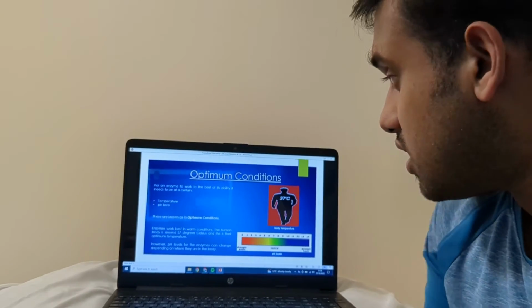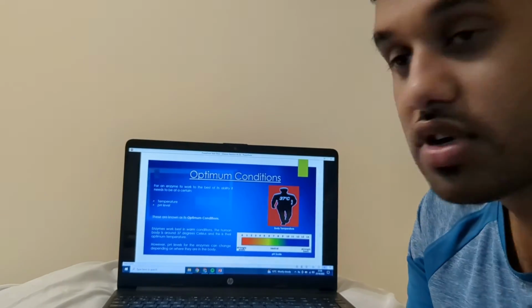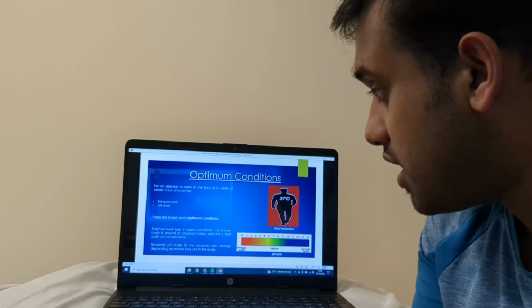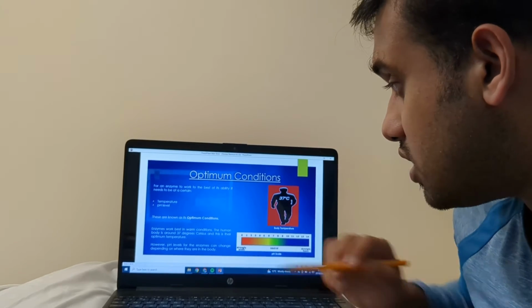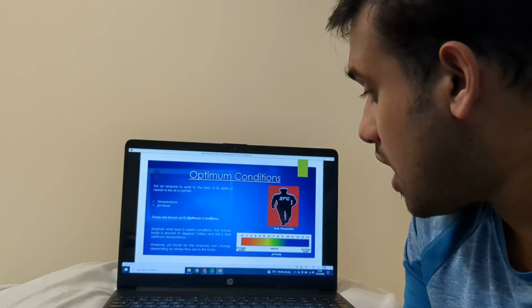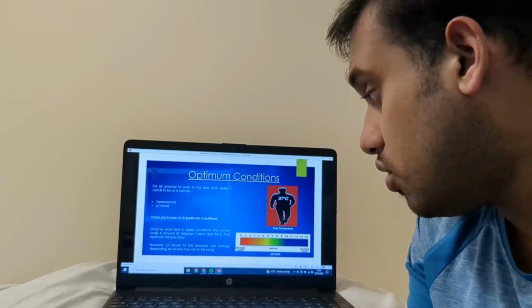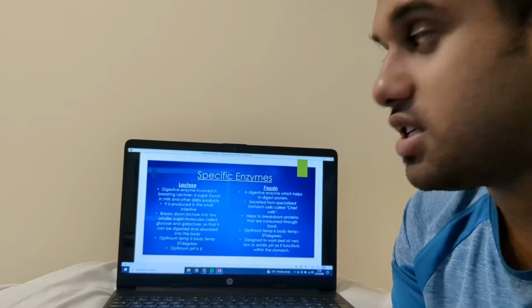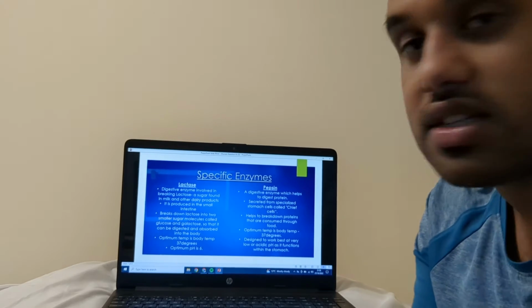And the next one is the optimum conditions, and there are mainly two types of optimum condition. The first one is the temperature and another one is the pH level. The optimum temperature for these enzymes to work is 37 degrees Celsius in our body. And the pH can vary depending upon the part of our body. And the two specific enzymes are lactase and pepsin. The first one is lactase.